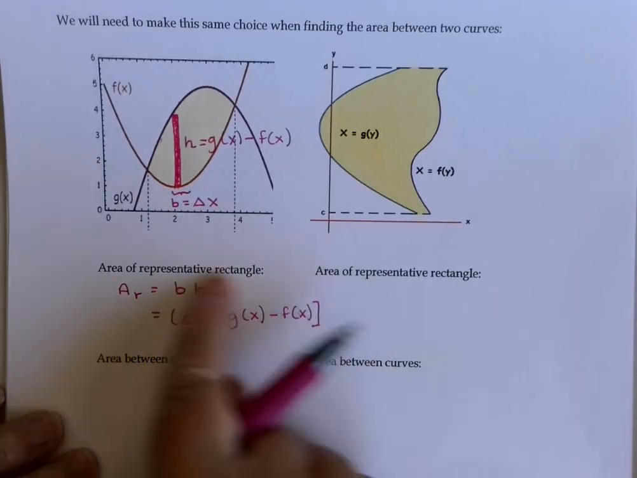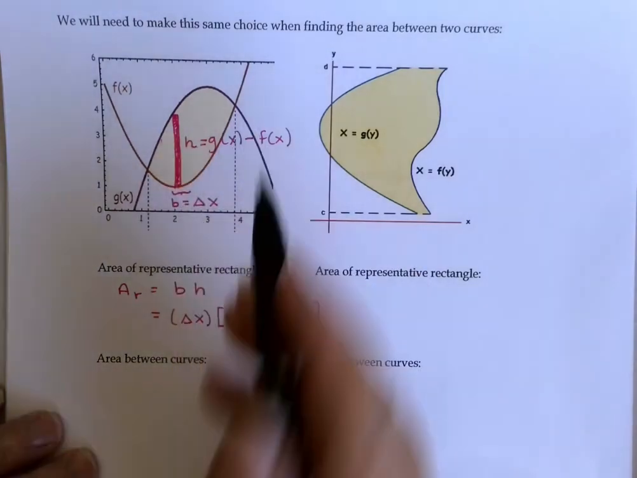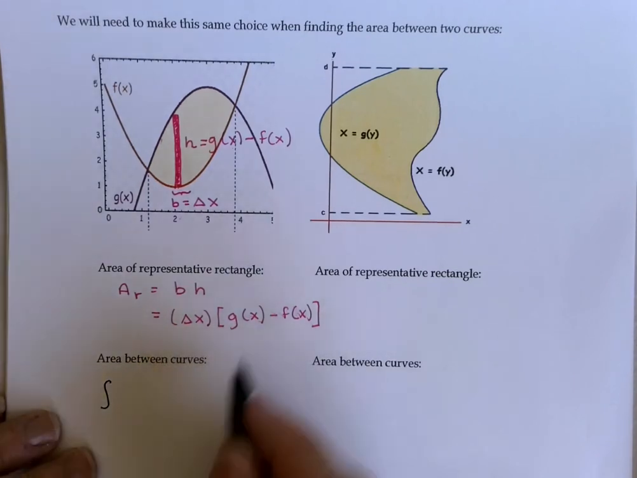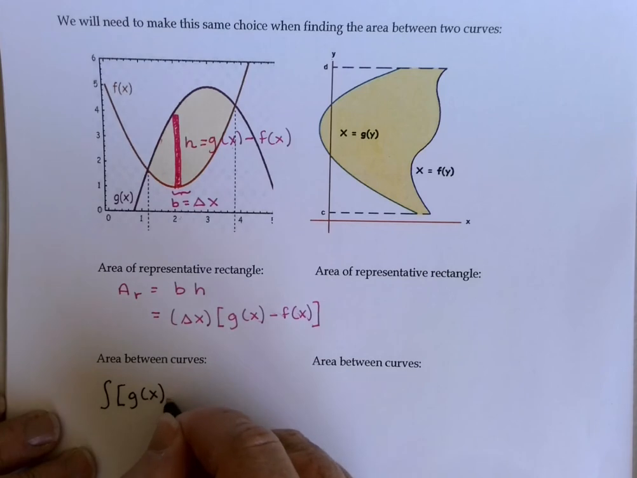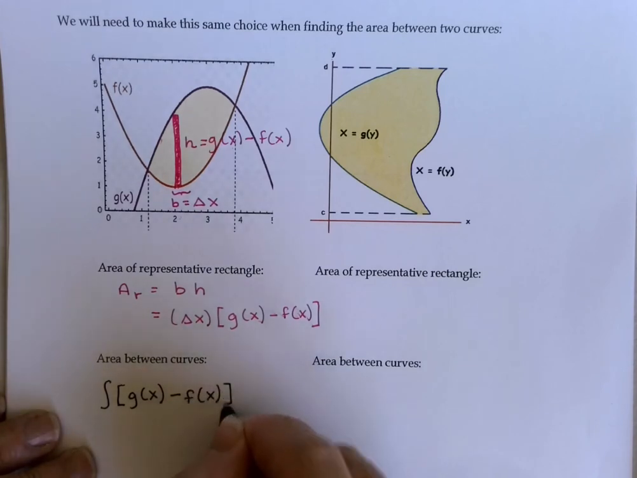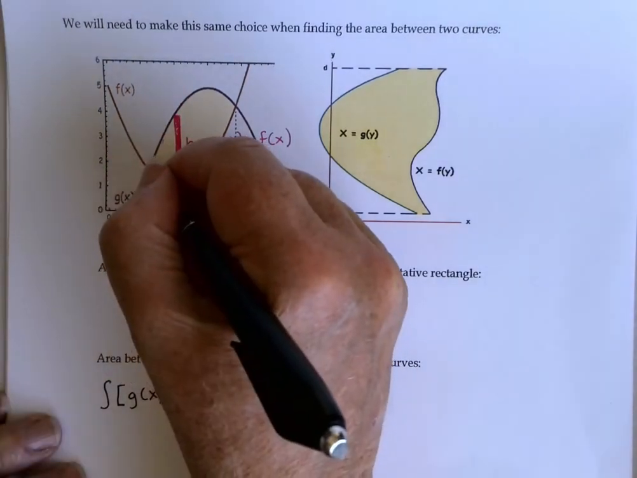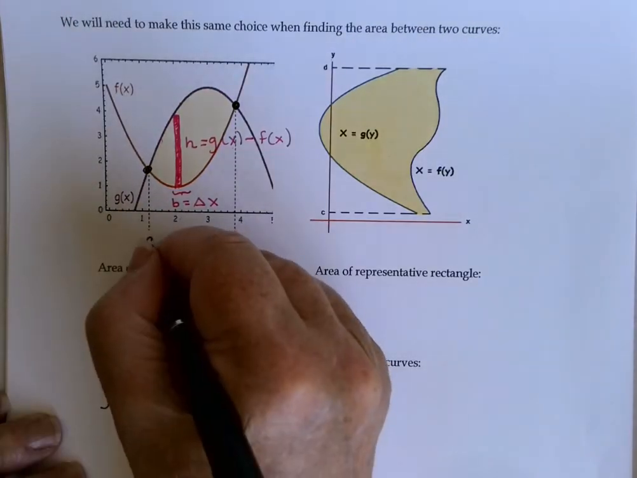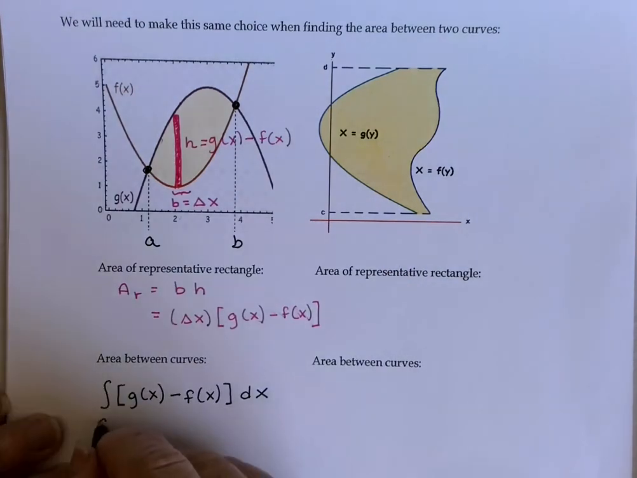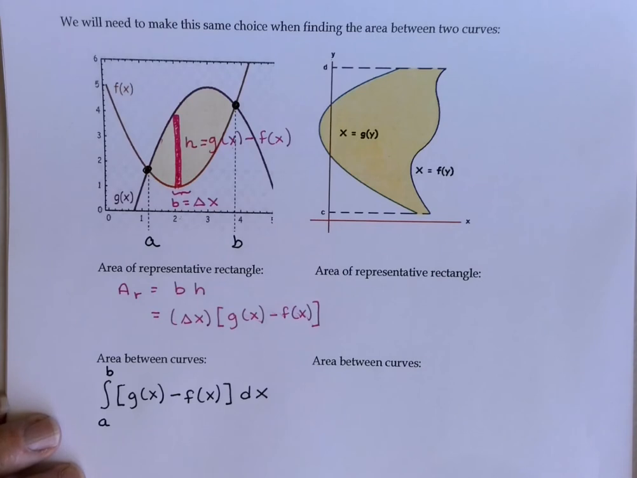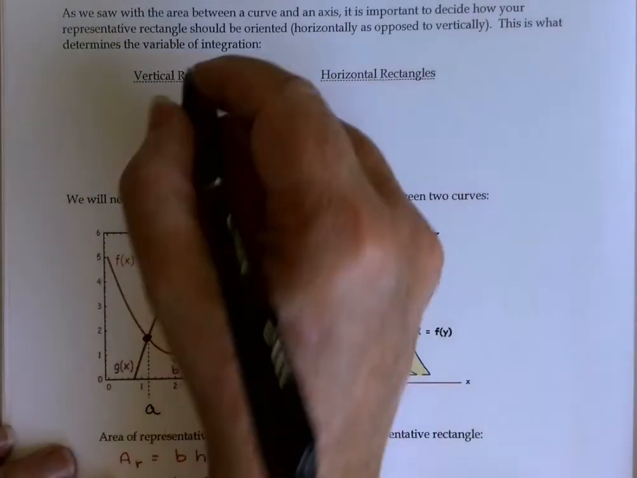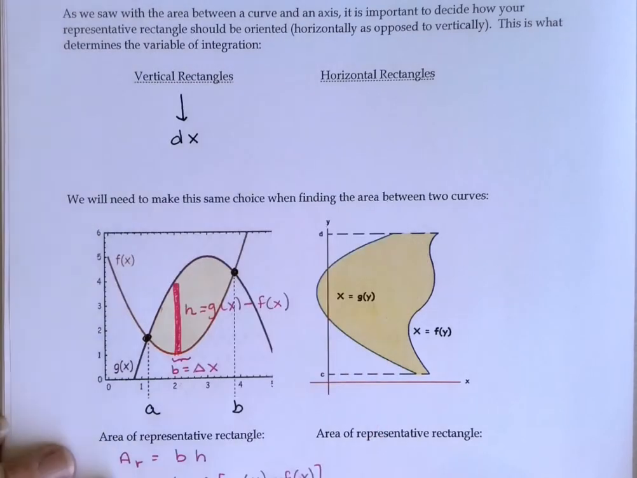I can then use that to set up an integral that represents the whole region. I'm going to integrate this function, so g of x minus f of x, and then the delta x again shrinks infinitesimally small to become a dx. We're going to have to integrate between the intersection points of these two curves, which I'm just going to call A and B. So in general, anytime you draw a vertical rectangle, your little base is always going to be in the x direction. So when we make vertical rectangles, we'll always integrate dx every single time.